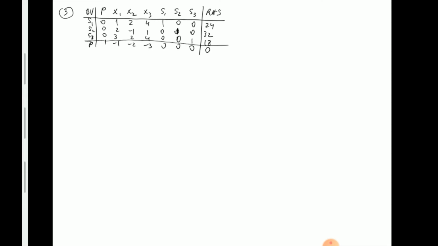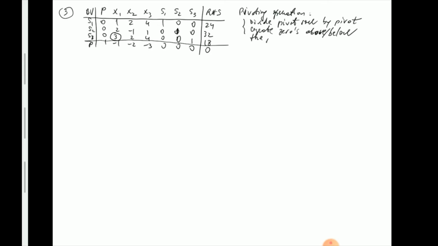As I said before, we're going to talk in the next section about how we choose the pivot. For now, take for granted that the pivot is equal to 3, that entry in the third row. Let's focus on the pivoting operation. Remember, the pivoting operation basically consists of 2 steps. Divide the pivot row by the pivot, and then create zeros above and below the pivot using the pivot row. So row operations, just like in Gaussian elimination.